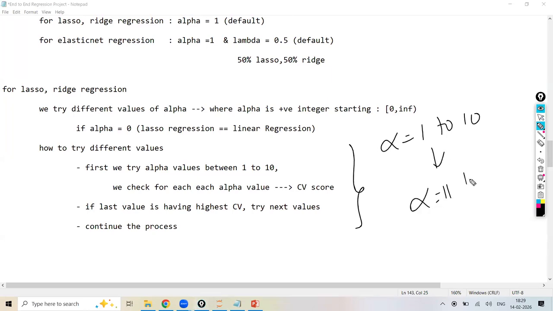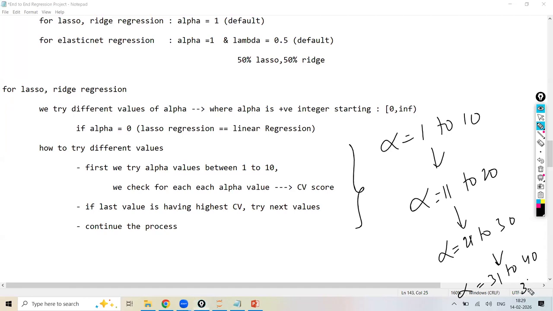That is 11 to, now I am going to give 20. Now again 20 is the best number. Now what to do? If alpha is 20, 20 is the best. Try alpha from 21 to 30. Now 30 is the best number. Again you are going to try the alpha value from 31 to 40.